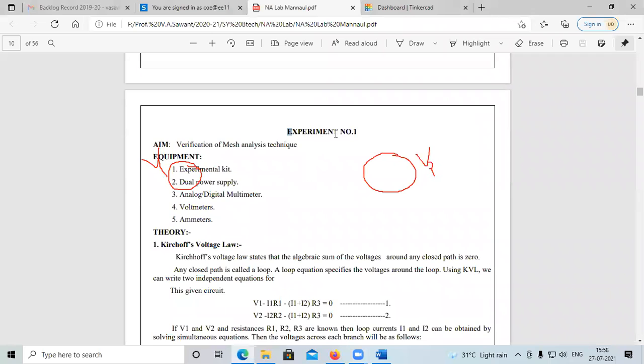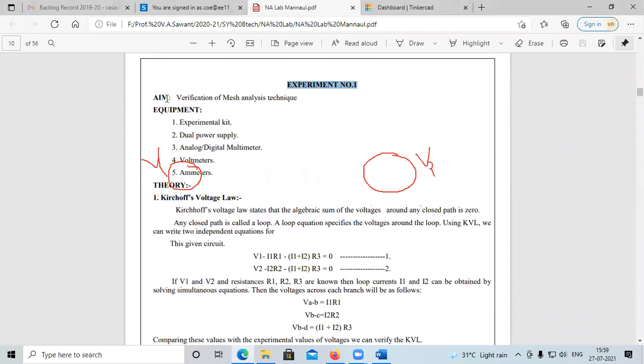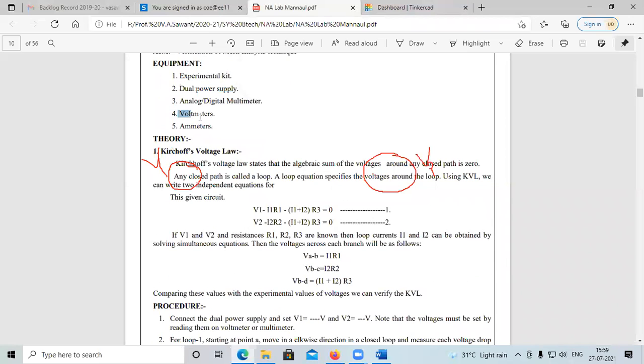Okay. So see, first of all we will see some theory related to that. See here, the experiment number 1, the aim of this experiment is nothing but verification of mesh analysis technique. The equipment required while doing it physically is nothing but an experimental kit, dual power supply for giving supply voltage. Then for measuring current or voltage, the requirement is an analog or digital multimeter, then a voltmeter for measurement of voltage, and an ammeter. So these are the equipment required for performing this practical.